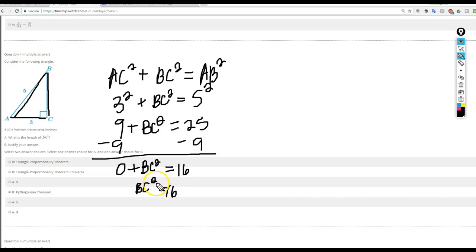Now, the inverse operation of a square is a square root. So we square root both sides. So we have the square root of BC squared is BC, is equal to the square root of 16 is 4. So the length of BC is 4.